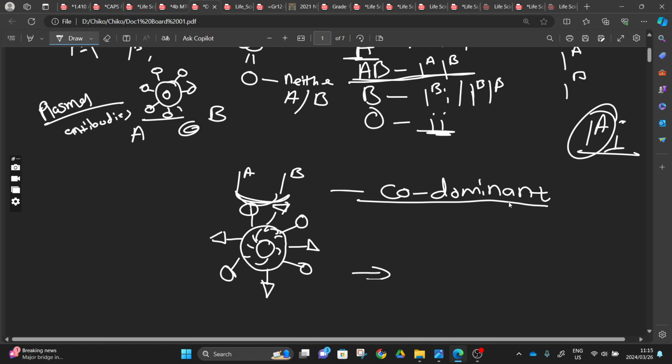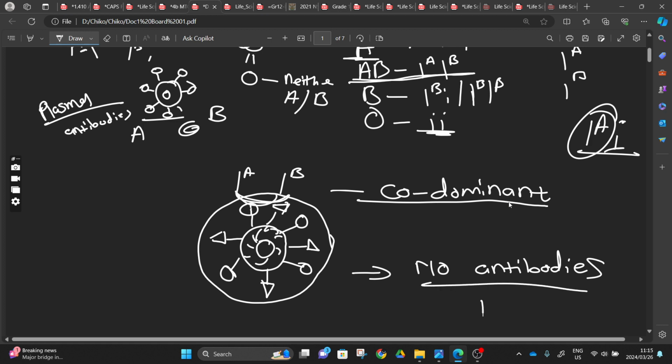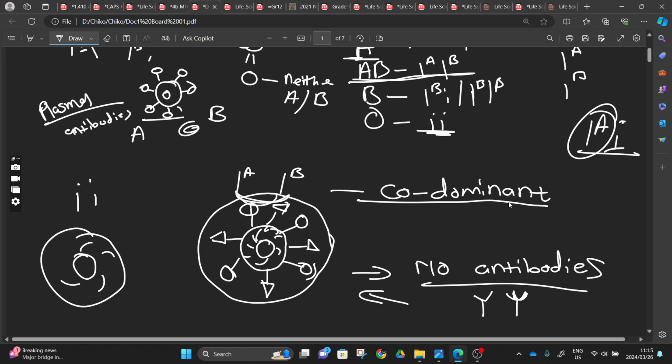And then in this blood, because these cells roam inside the blood, it means that this blood does not contain antibodies, neither for A nor for B. Because if these antibodies were there, they would attach to these antigens and cause a clot. And then at group O, there's nothing there. At that chromosome, there is nothing.